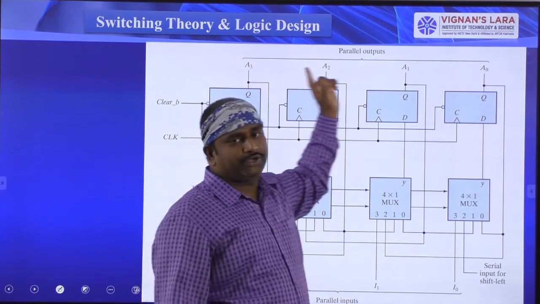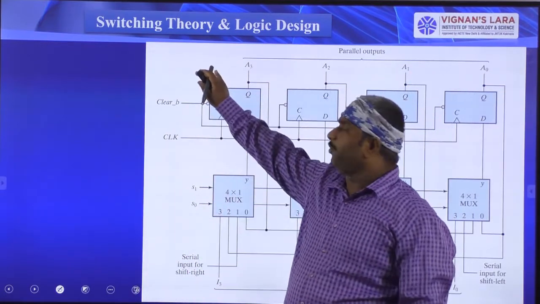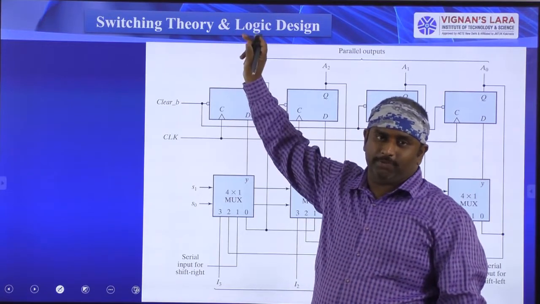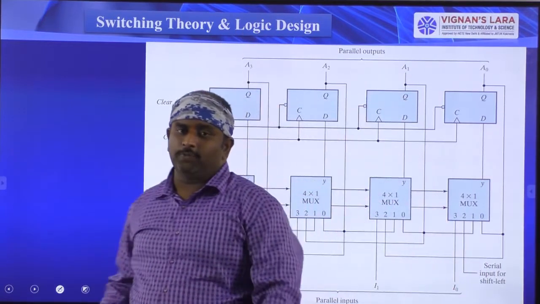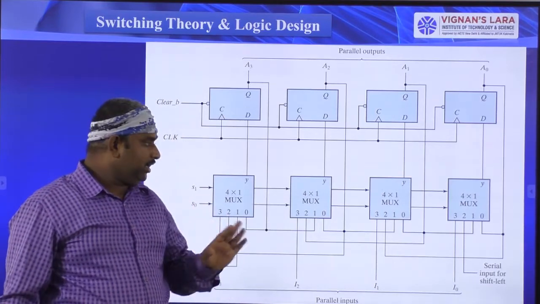Otherwise, if you want to take the output at A0, you can take it. Otherwise, if you want to take the first flip-flop output A3, you can take the output here. So that is your choice. How you take the outputs is up to you. But here we have to give the data, right?